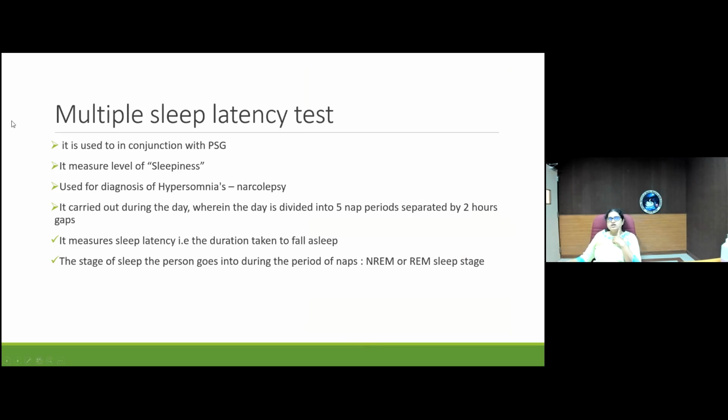So next test is the multiple sleep latency test, which is actually carried out in conjunction with the polysomnography. It measures the level of sleepiness used for the diagnosis of hypersomnias and narcolepsy. It is carried out usually during the day, wherein the naps are separated by 2 hours. So the sleep latency is measured as to how quickly the person falls asleep. And whether the naps are occurring in REM stage or NREM stage is also measured through this multiple sleep latency test.